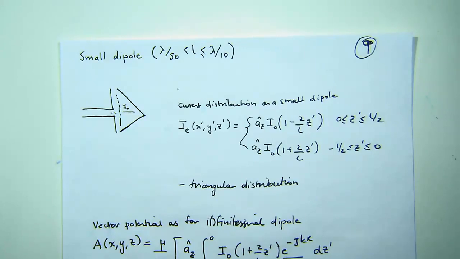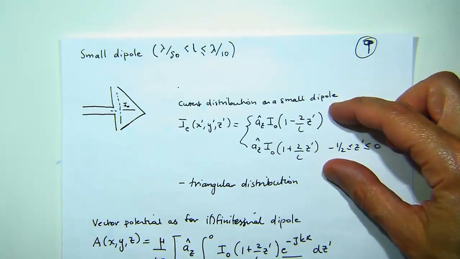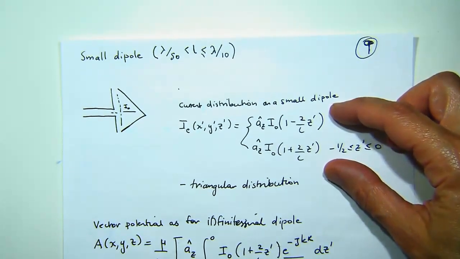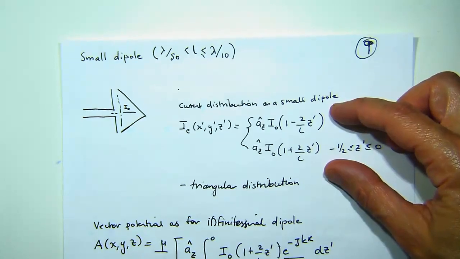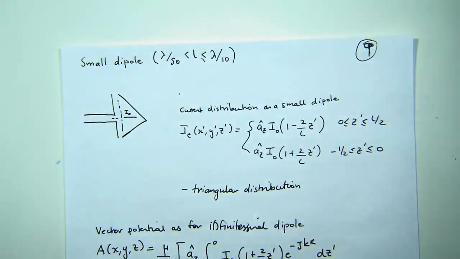And so what I'm saying is the current distribution, which is the standing wave ratio of the current on this particular structure, is given by the following, which is almost like a triangular pattern. It has a triangular distribution. In order to be able to determine this, you wouldn't go through this process. What you would do is put it into an electromagnetic simulator, or you would actually measure it.